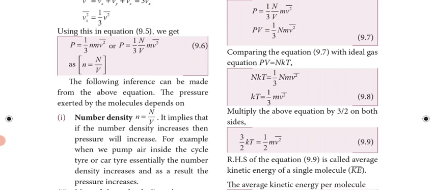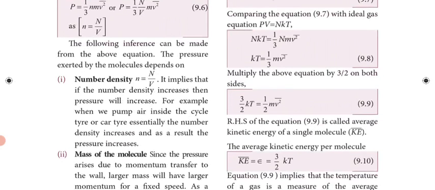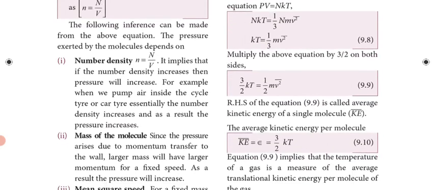Here we take the constant as k. So this is nothing but PV is equal to NkT. So NkT is equal to 1 by 3 N m v square. So kT is equal to 1 by 3 m v square. So multiplying both sides by 3 by 2, we will get 3 by 2 kT is equal to 1 by 2 m v square.